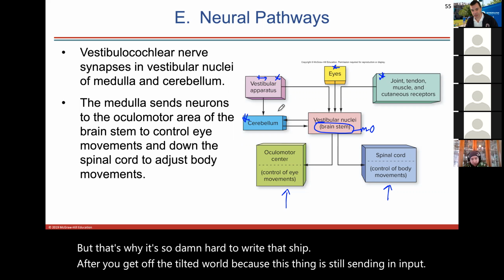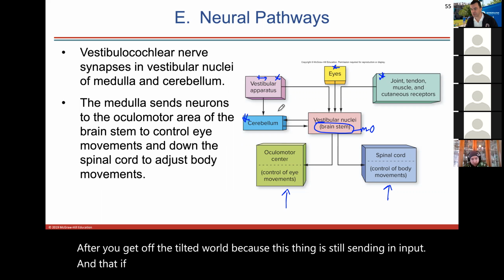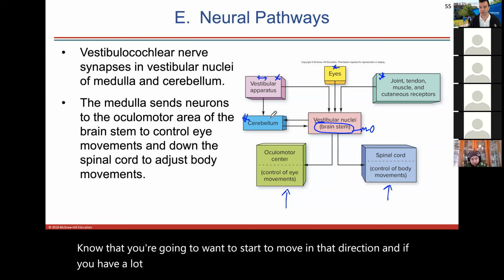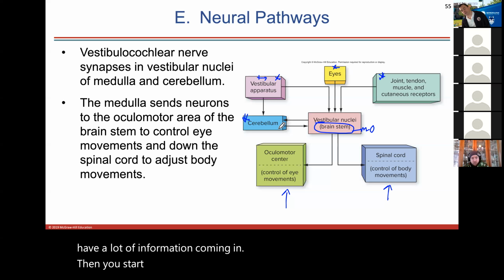Okay. And you know that if you are looking in this direction, you're going to want to start to move in that direction. And if you have a lot of information coming in, then you start going way too much in that direction. And then you fall over. And then you laugh. And then you vomit.